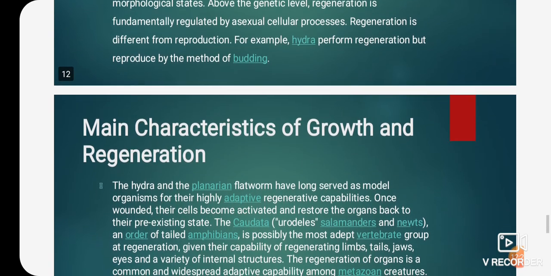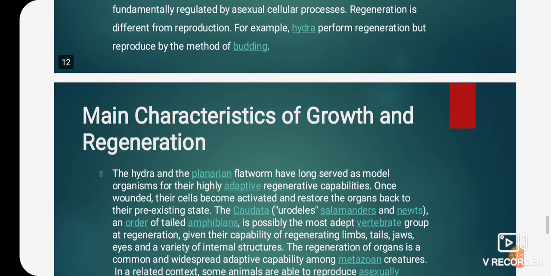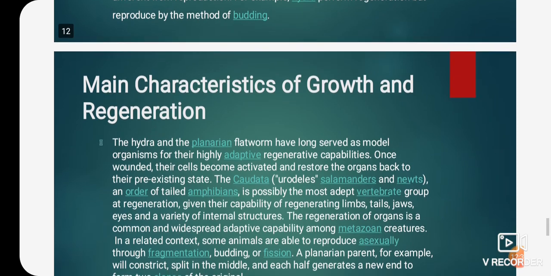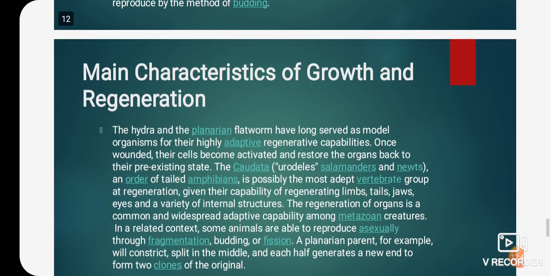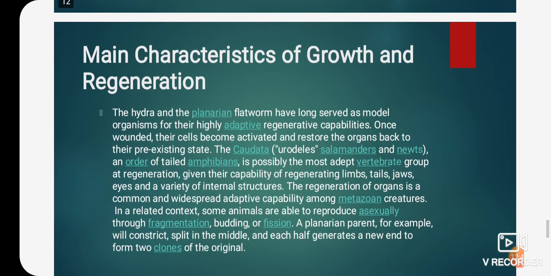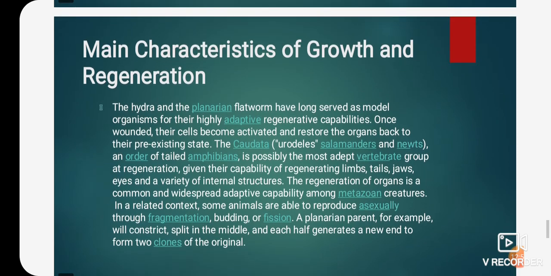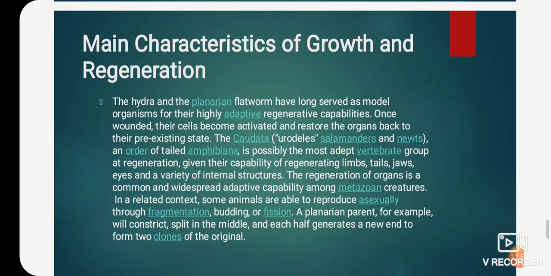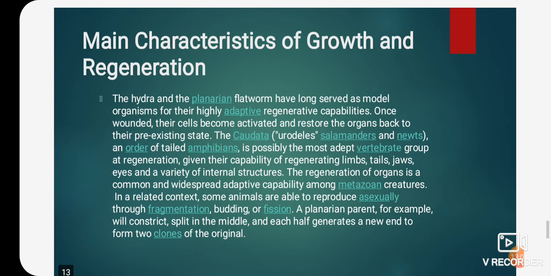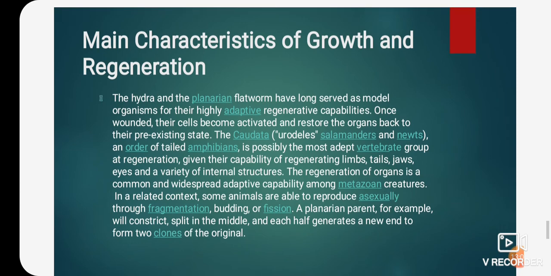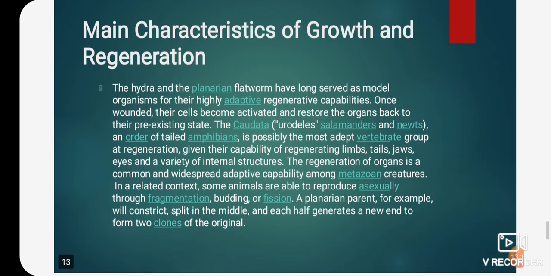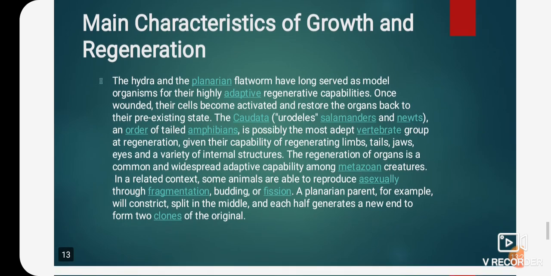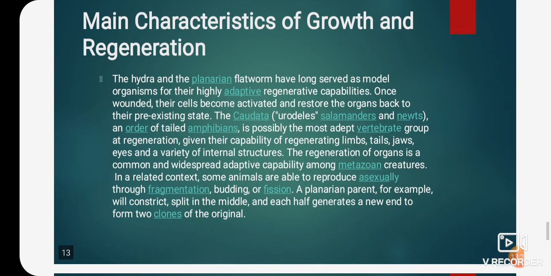The Hydra and the planarian flatworm have long served as model organisms for their highly adaptive regenerative capabilities. Once wounded, their cells become activated and restore the organs back to their pre-existing state. The Urodela, salamanders and newts, an order of tailed amphibians, is possibly the most adept vertebrate group at regeneration, given their capability of regenerating limbs, tails, jaws, eyes, and a variety of internal structures.